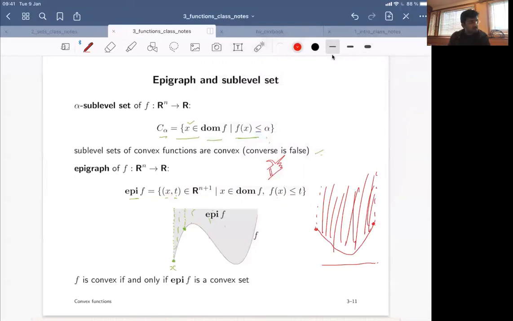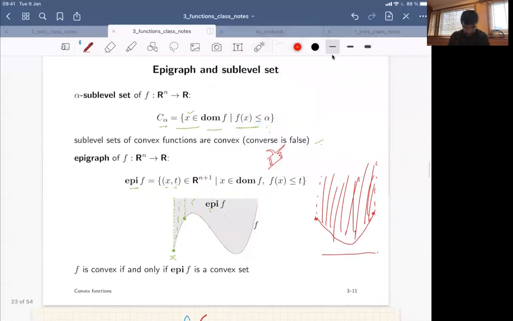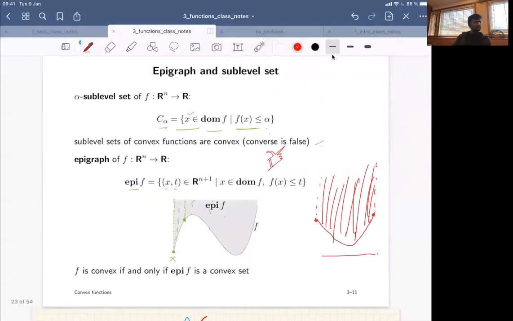And the claim is that the function is convex if and only if the epigraph set is convex. So it is very important, these two concepts, alpha sublevel set and epigraph. These are sets. Actually, each gives a set, right? So this is a set, and this guy is also a set.